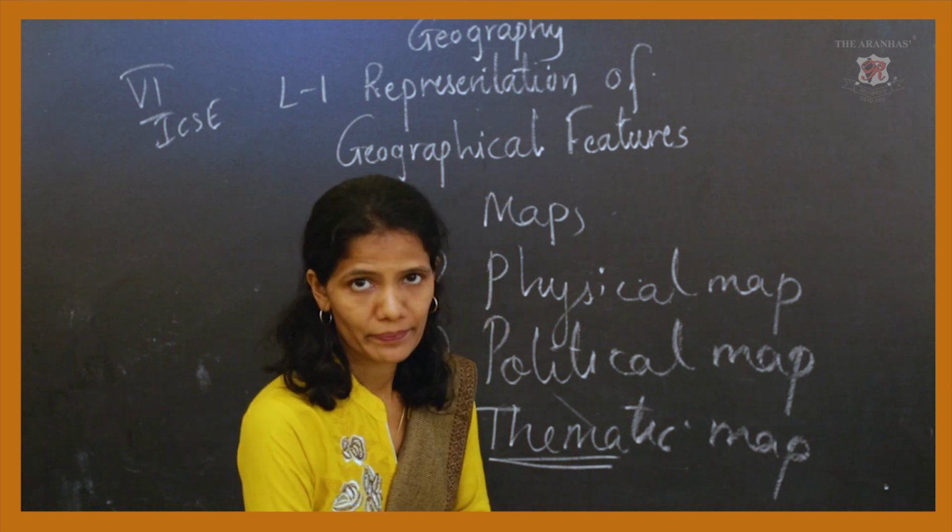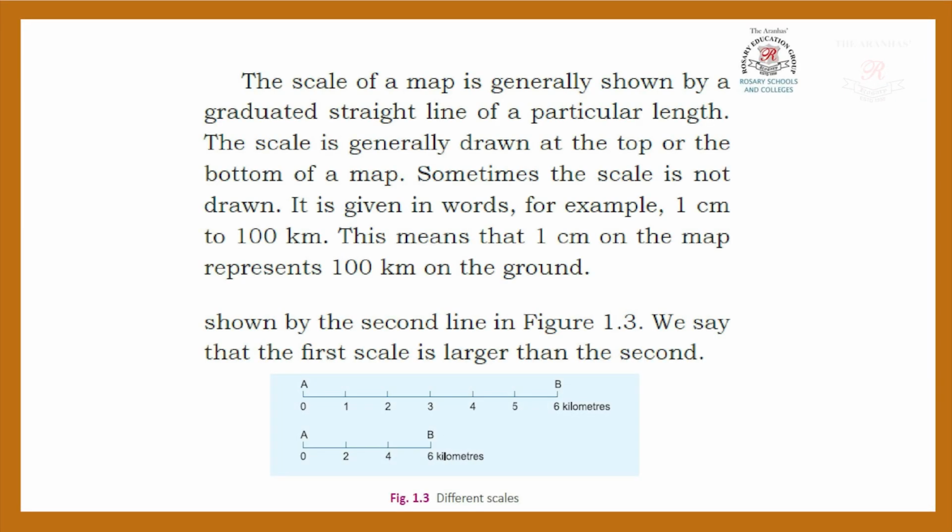The scale of a map is generally shown by a graduated straight line of a particular length. The scale is generally drawn at the top or the bottom of a map. Sometimes the scale is not drawn. It is given in words, for example, 1 centimeter to 100 kilometers. This means that 1 centimeter on the map represents 100 kilometers on the ground.